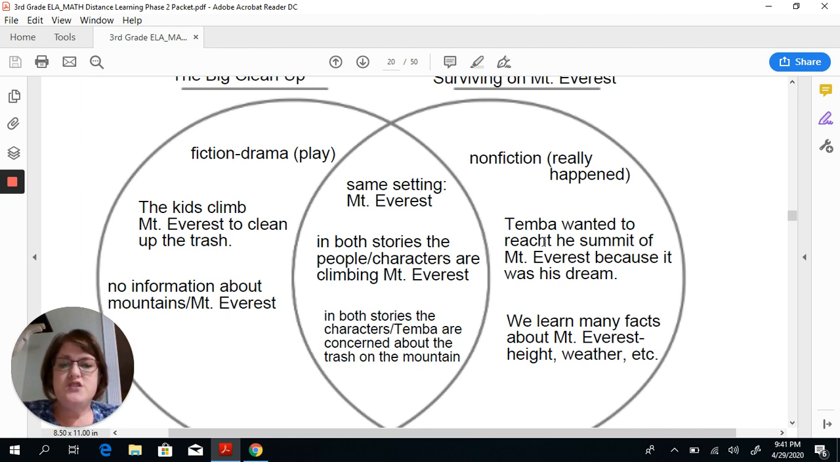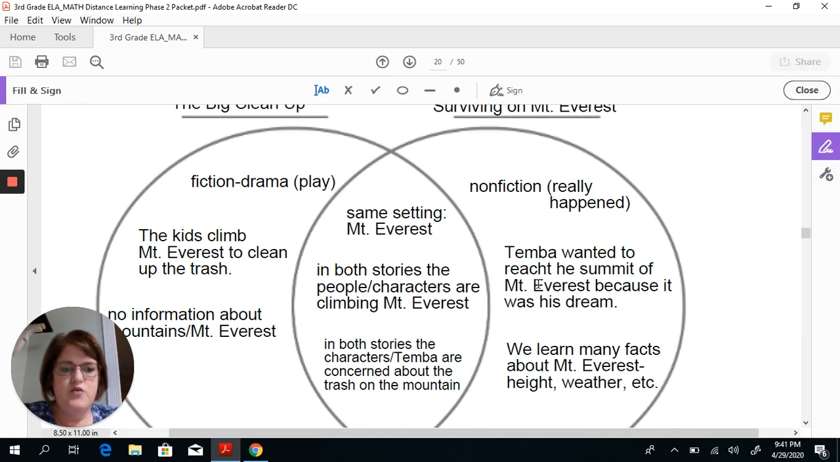Timba wanted to reach, I just realized I made a mistake there. Should just be reach without the T. Timba wanted to reach, oh no, I see what I did, boys and girls. I didn't put the right spacing in there. See if I can quickly fix that.